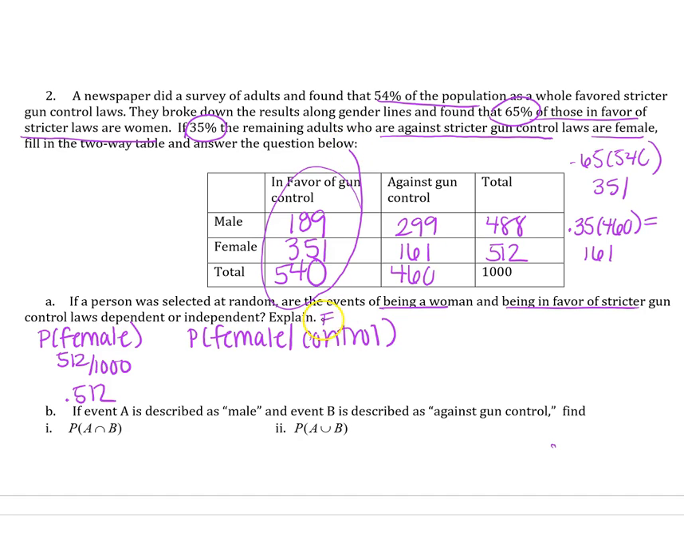I really should write this as in favor of gun control is 540 of them total. 350 of them are female. Okay, and then if I divide those, I would get 0.65, and these are not equal. Therefore, these are not independent. And this is because, according to my work here, you are more likely to be a female given you're in favor of stricter gun control.